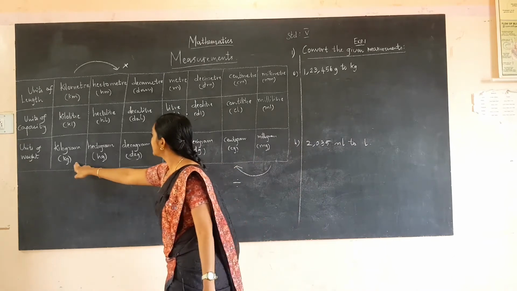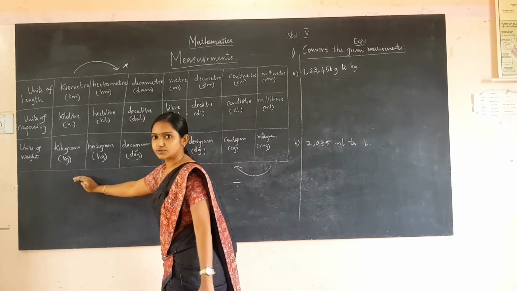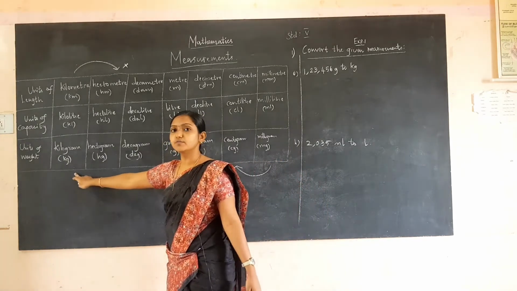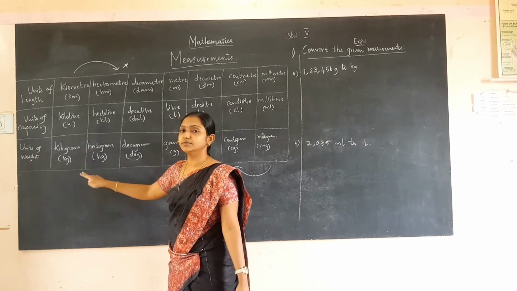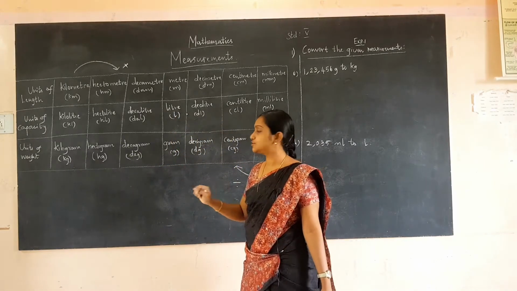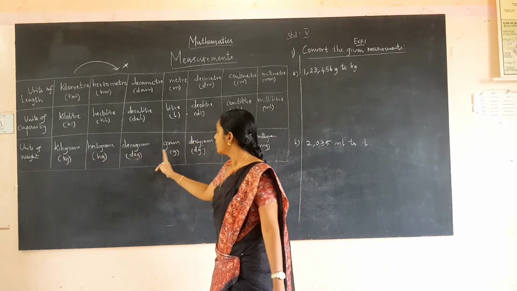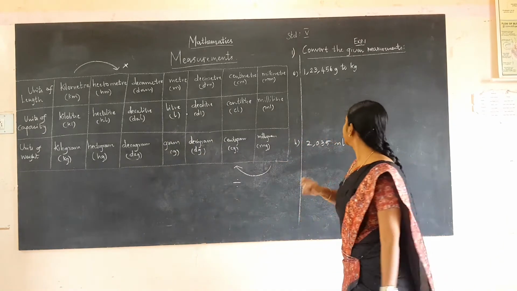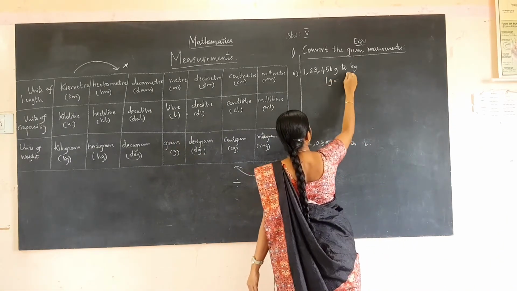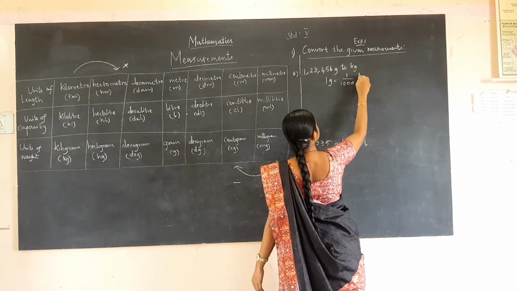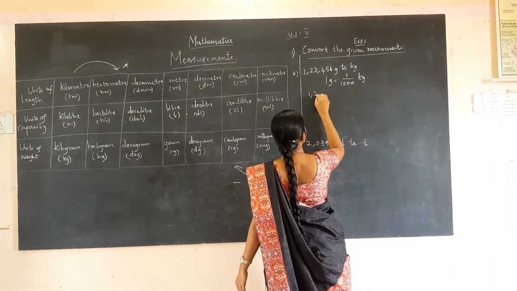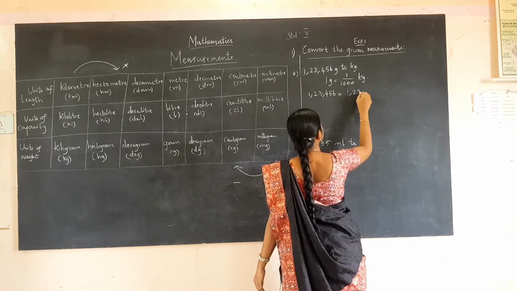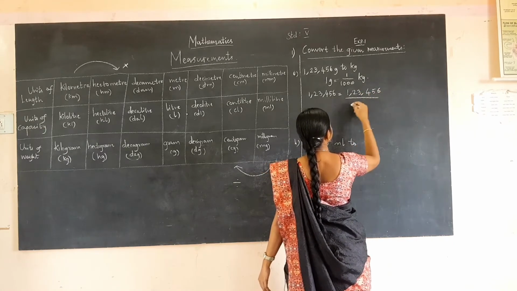Now we are moving from gram to kilogram, which means moving from right to left, so we have to divide. We are moving from a smaller unit to a larger unit. Count how many places we have to move from gram to kilogram: 1, 2 and 3. We have to move 3 places and divide. So 1 gram is equal to 1 divided by 1000 kilogram. So 1,23,456 is equal to 1,23,456 divided by 1000.